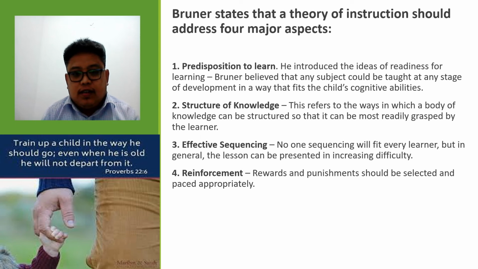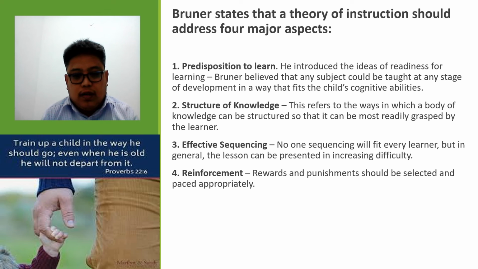Bruner states that the theory of instruction should address four major aspects. Number one, predisposition to learn. He introduced the idea of readiness for learning. Bruner believed that any subject could be taught at any stage of development in a way that fits the child's cognitive abilities. Number two, structure of knowledge.